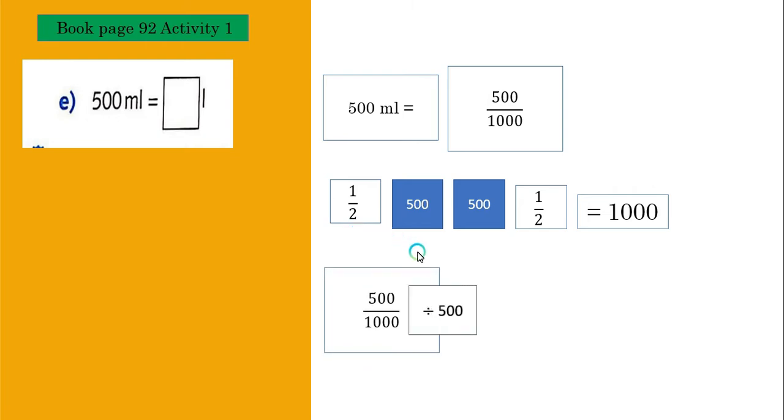Or we can use this. Find the greatest common factor. 500 divided by 500, the answer is 1. And 1000 divided by 500, the answer is 2. That's why the answer is 1/2. 500 milliliters is equal to 1/2 liter.